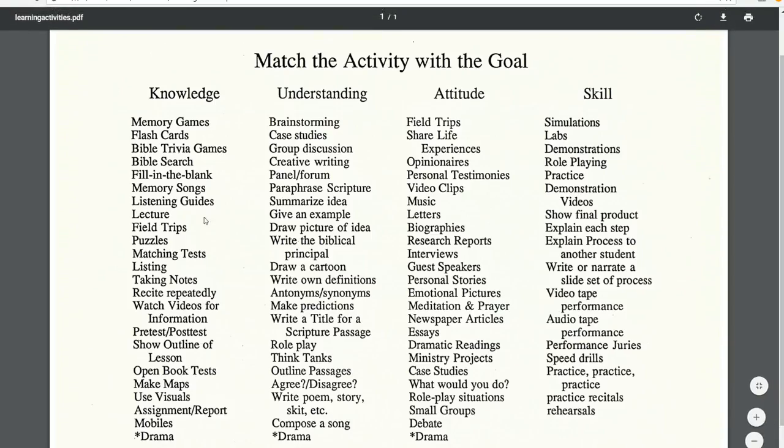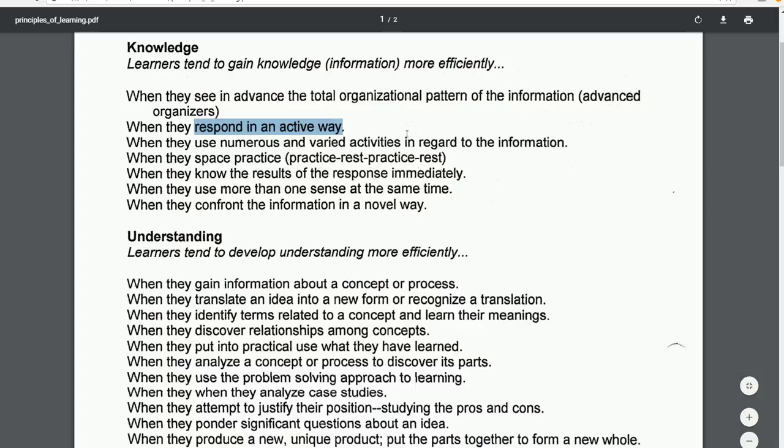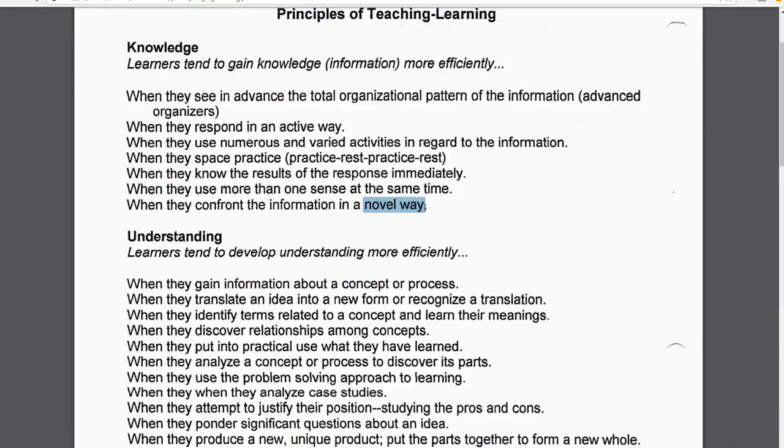Okay, so for instance, if I look at puzzles, by putting together a puzzle or by working with puzzles, what principle would underlie puzzles? Well, confronting the information in a novel way. Putting together the puzzle is kind of fun. It's novel. It's a little unique. That's kind of cool. Maybe if you have an immediate knowledge of results, if you know the results right away, you do or don't get the puzzle. Well, that's one way that a puzzle can give you that.